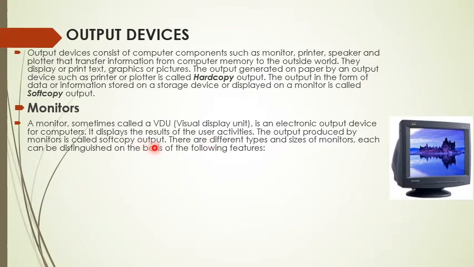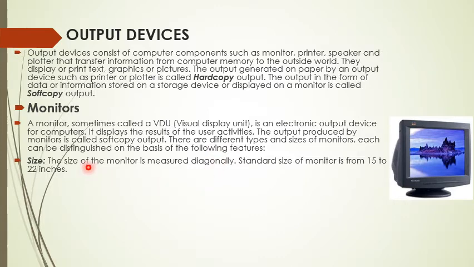Yes, we have discussed that the output which is displayed on a monitor is also called a soft copy output. We have different types of monitors depending on their sizes and some other features. So there are some features through which we distinguish the monitors. What are those features? Let's discuss one by one.